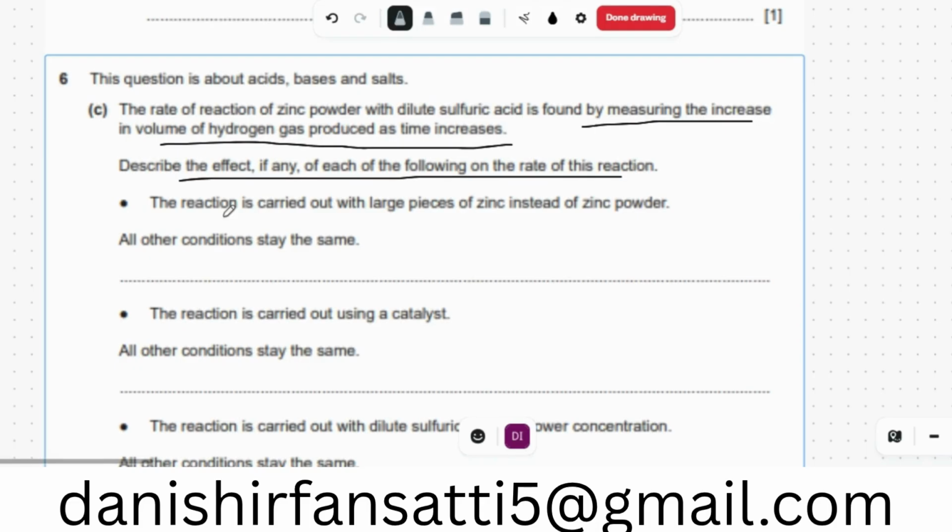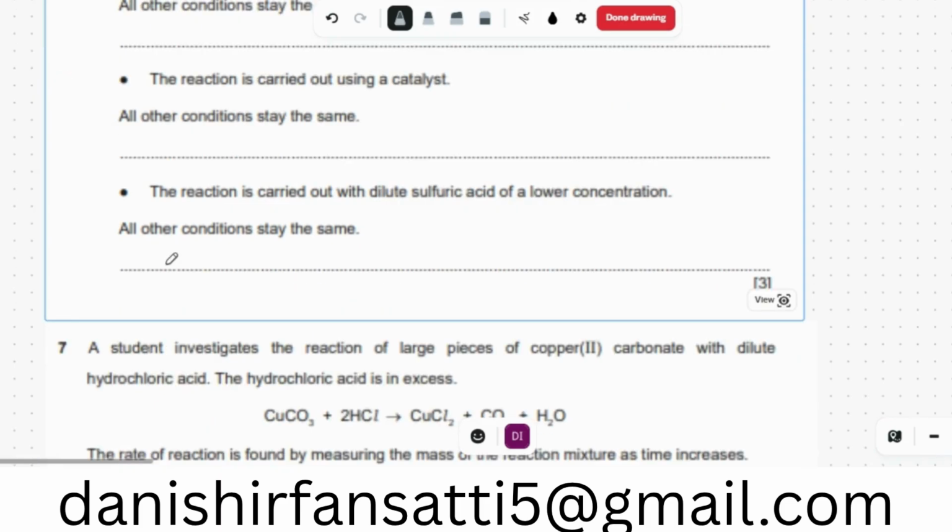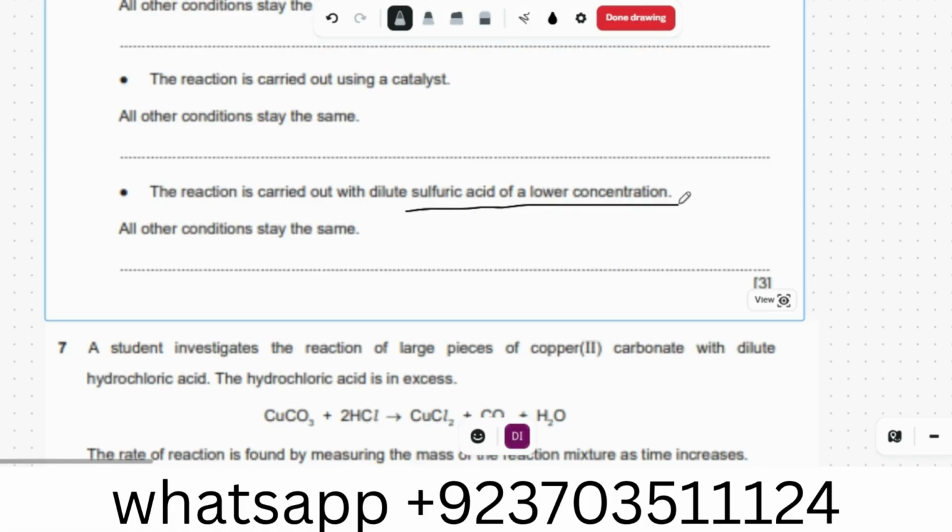The reaction is carried out with large pieces of zinc instead of zinc powder. All other conditions are the same. Large pieces means that the surface area will decrease, and so the reaction is slow. The reaction is carried out using a catalyst, so less activation energy, so more particles can reach the energy more quickly, so the reaction will be faster. The reaction is carried out with dilute sulfuric acid of low concentration. Low concentration means fewer molecules, so a slow reaction. Question number 7.